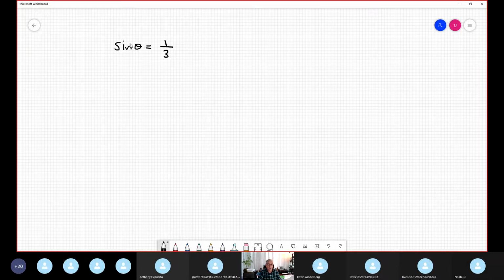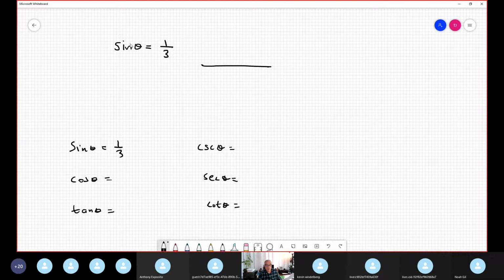Okay, so it's only given sine. What do you need? You need the rest of the trigonometric functions. Sine is given, sine is 1/3. I need cosine. I need tangent. And the corresponding reciprocals: cosecant, secant, and cotangent. Okay? So we're doing the triangle.